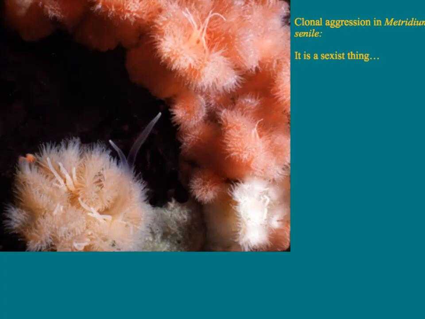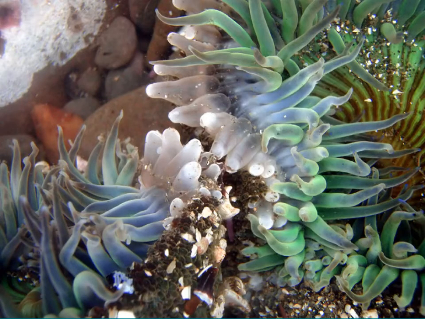Oddly enough, we've also found out, however, that clonal aggression in Metridium senile, which is the common sea anemone that we find in this area of the world, of the Atlantic, is quite a sexist thing, that males only fight with males and females only fight with females. So here you can see the boundary between two clones, the acrorhagi. These are these specialized tentacles that are there for creating boundary and discerning us from them, and also inflicting powerful stings to try to keep a safe space, a safe boundary here.